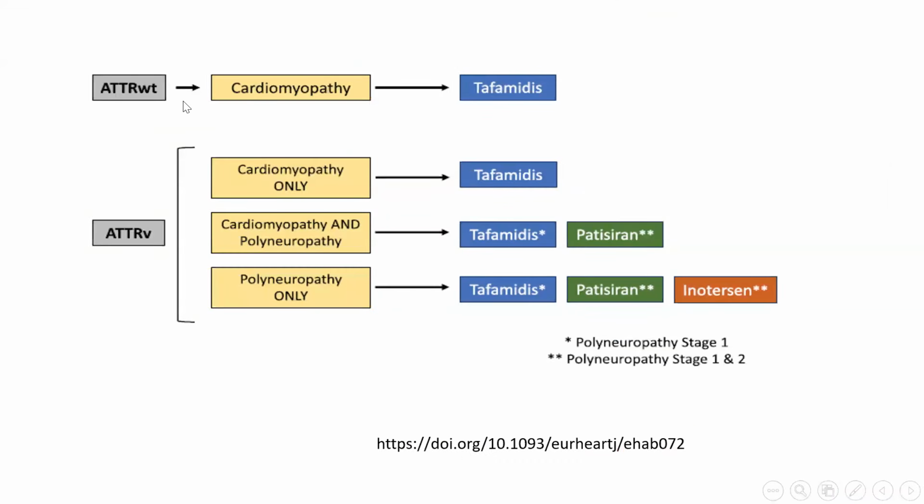Here is a summary of the TTR type amyloidosis. If the amyloidosis is TTR type with cardiomyopathy, then the treatment choice is tafamidis. But if it is variant TTR amyloidosis, then if it is only leading to cardiomyopathy, tafamidis is the drug of choice. But if it is leading to cardiomyopathy and neuropathy, then tafamidis if it is stage 1 neuropathy, or patisiran if it is stage 1 or 2. For multimodality, we use tafamidis in stage 1 and patisiran if it is stage 2.